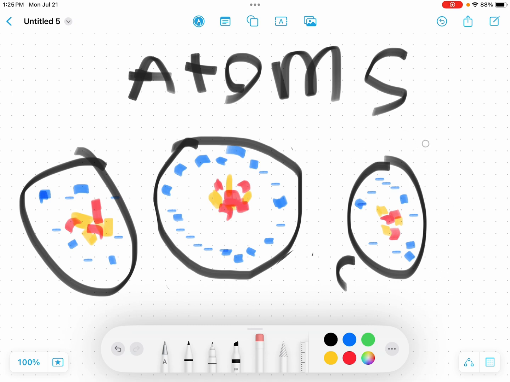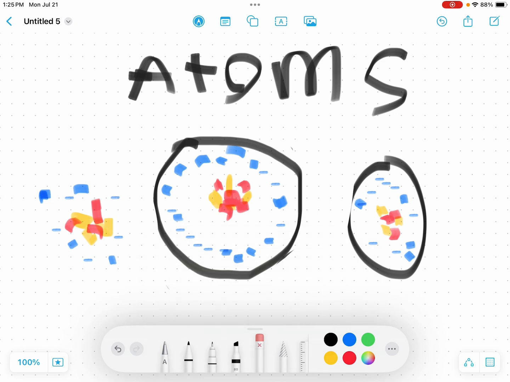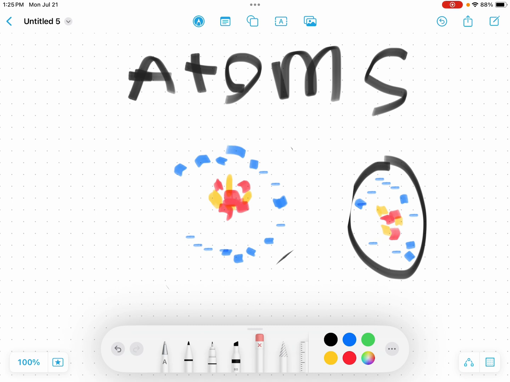And that's all you need to know about atoms. Actually, there's one more thing. How to get an element. Elements have numbers and weight, atomic numbers and weight.